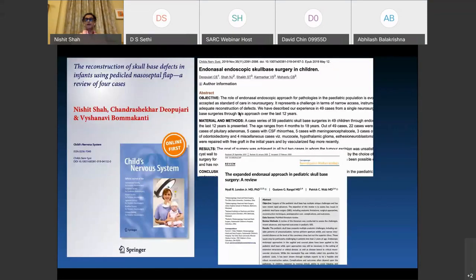So these are two of our articles on children that we published last year. This is the one with the 4 infants with nasoseptal flaps. This is with a more broad-based ENT with neurosurgical experience in children, and the third article as well.